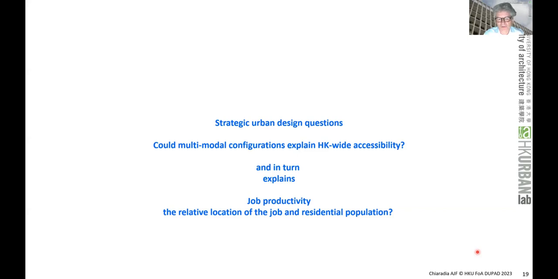So the question is: can multimodal configuration analysis explain HK-wide accessibility, and in turn explain job productivity and the relative location of jobs and residential population? Well, the answer is yes, because we published 2 papers that have been accepted. And so how did we do that? And why is it interesting from a design perspective with configuration?